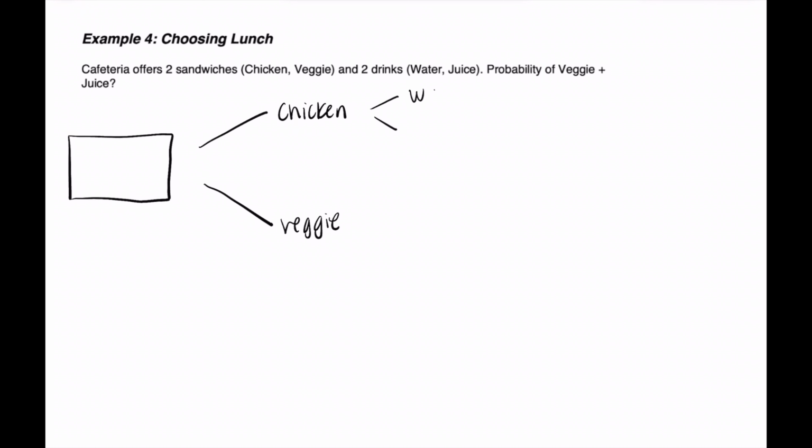For number 4, we are choosing lunch. So the cafeteria offers 2 sandwiches, chicken and veggie, and 2 drinks, water or juice. So we have our lunch tray here. For our sandwich, which we're gonna pick first, we either are going to get chicken or veggie. And then once we grab our sandwich, we're gonna go grab a drink. We can either have water or juice.